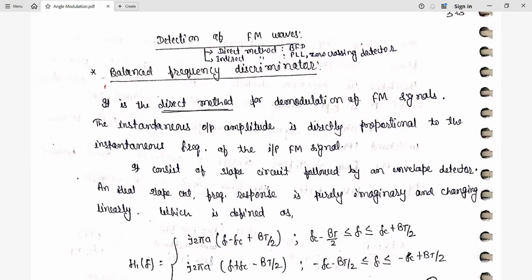So here you see how we are going to detect the signals, and the PLL is going to be more important. Apart from this, we have balanced frequency discriminators. We have slope circuits. With the help of slope circuits, we'll try to obtain the output in the case of the balanced frequency discriminator. In the case of the PLL, you'll see how the voltage controlled oscillator is going to play its role.